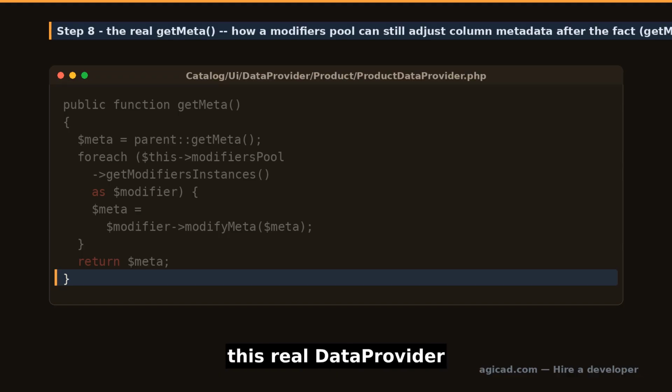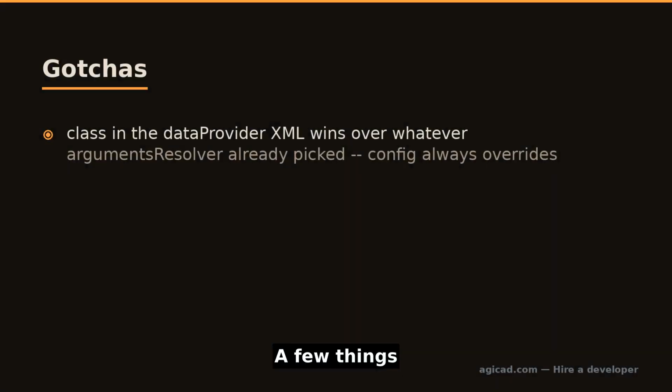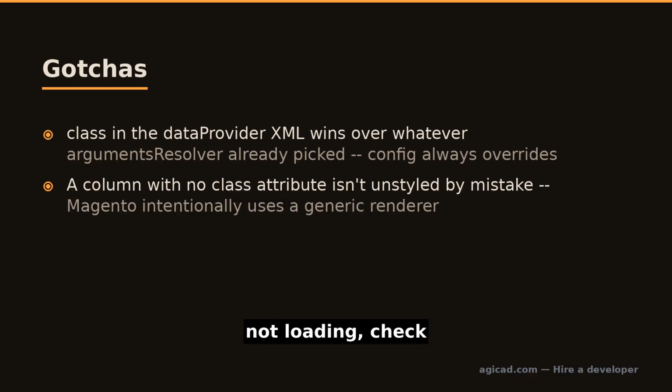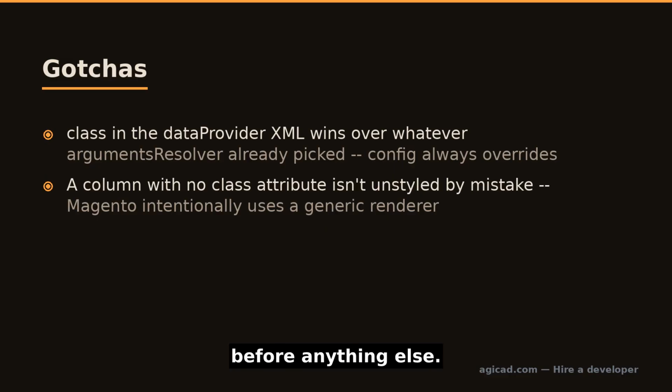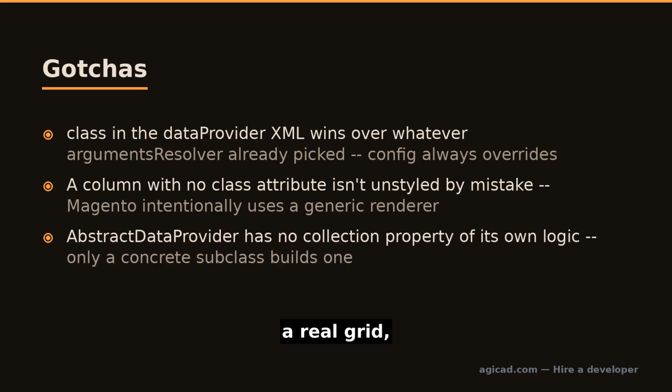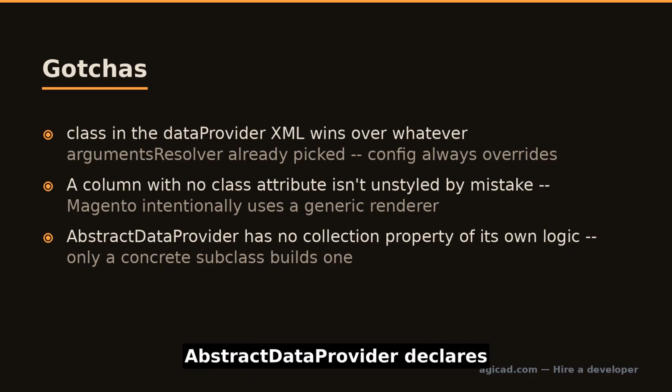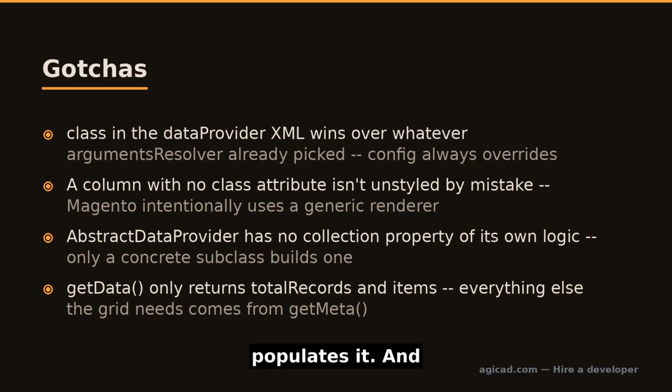A few things trip people up here. The class attribute inside a data provider XML element always wins over whatever arguments resolver had already picked earlier in create. If you are debugging why a custom data provider is not loading, check that override line before anything else. A column with no class attribute is not broken or unstyled by accident. Magento intentionally falls back to a generic column renderer, and most columns in a real grid, SKU included, use exactly that path. AbstractDataProvider declares a collection property but contains zero logic for building one. Only a concrete subclass, like ProductDataProvider's own constructor, actually populates it. And getData only ever returns totalRecords and items. Column labels, filters, and options all travel through the separate getMeta call, not this one.